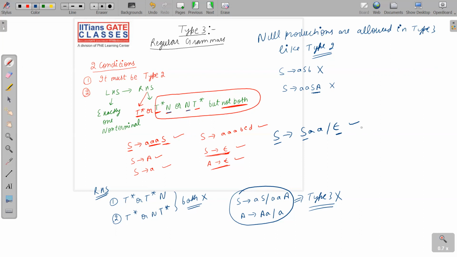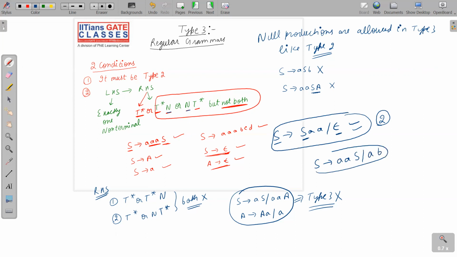So this is your type 3 grammar. Here we have the left-linear form, and this is according to point 2. Similarly, if I say S implies A S or A B, this is again type 3 according to point 1. See here, according to point 1, this is true. According to point 2, this is true.